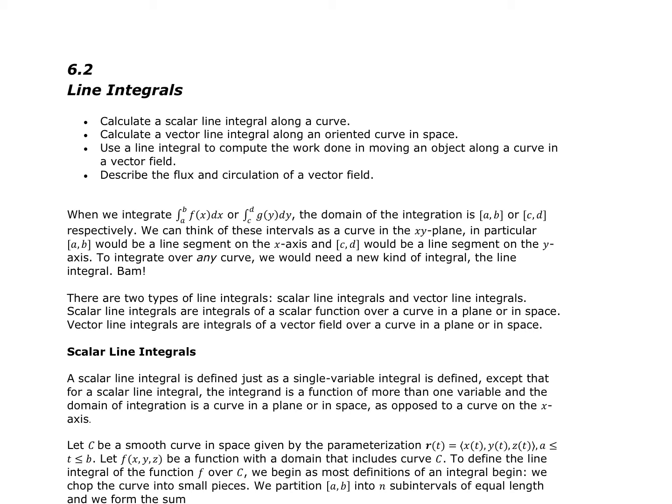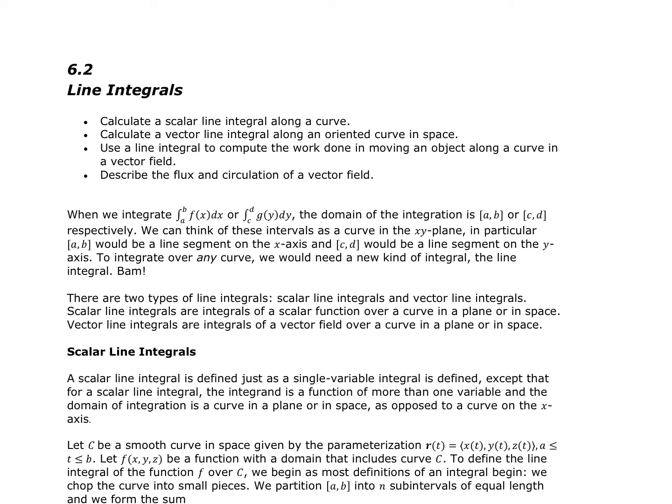What we'd like to do now is integrate over any curve. And to do that, we need a new kind of integral, and we're going to call it the line integral. Bam. This is like when we went from derivatives to directional derivatives. We wanted to be able to find the derivative along any vector. Now we want to do the integration along any curve.